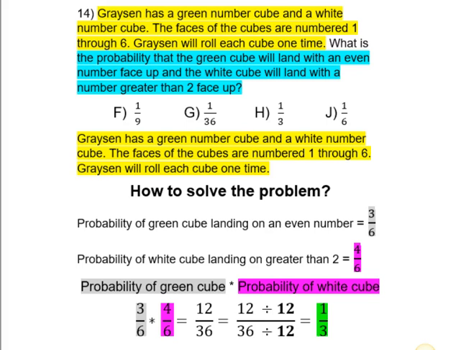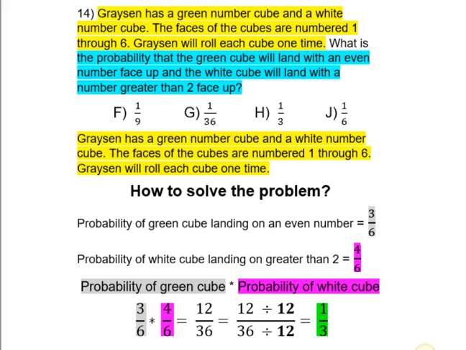For the probability of the white cube landing on a face greater than 2, that is 4/6. How? Because again, our total number of faces for the white cube is 6. That is our denominator, and all of the numbers that are greater than 2 are 3, 4, 5, and 6. That's 4 numbers, and that is how we came up with our fraction of 4/6 for the probability of a white cube landing on a face greater than 2.